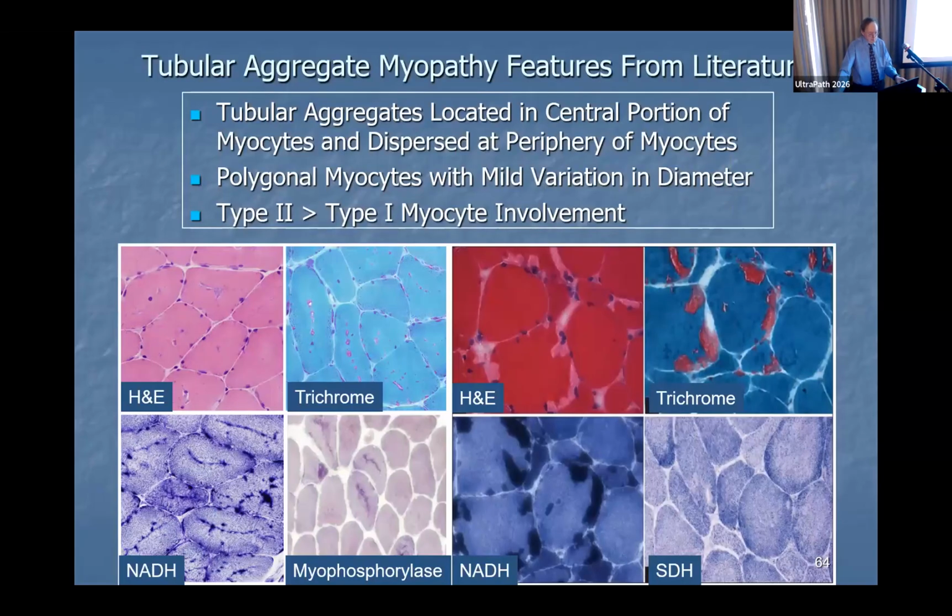And here are some pictures from the literature that show some of the characteristics for light microscopy. The tubular aggregate is located in the central portion of myocytes, usually dispersed at the periphery of myocytes. Usually the muscle cells, when they have tubular aggregate myopathy, tend to vary in diameter, but the type 2 myocytes are much more affected than the type 1 myocytes.